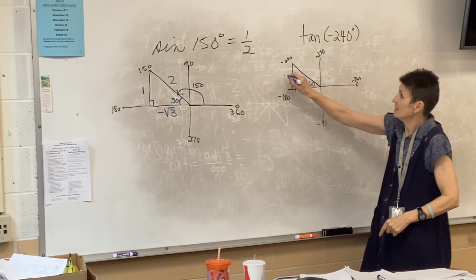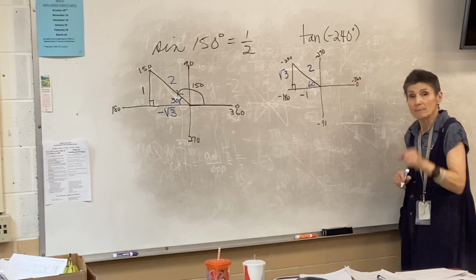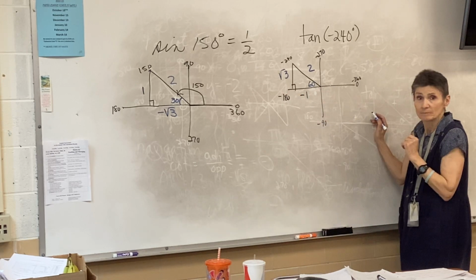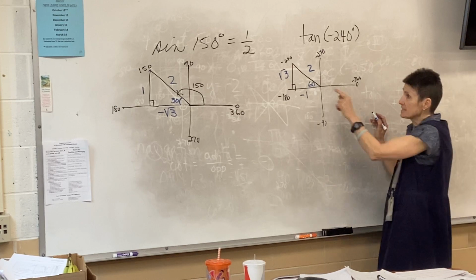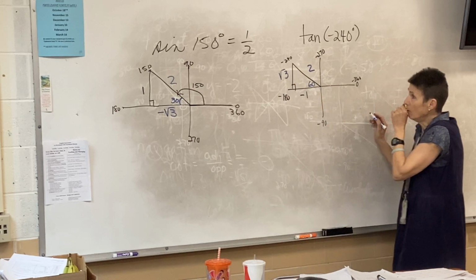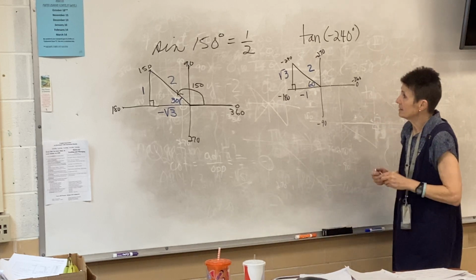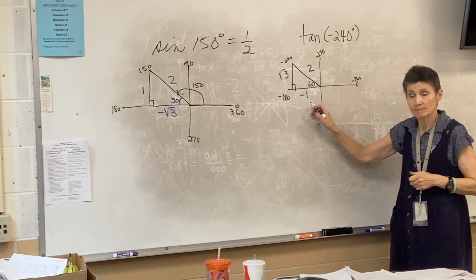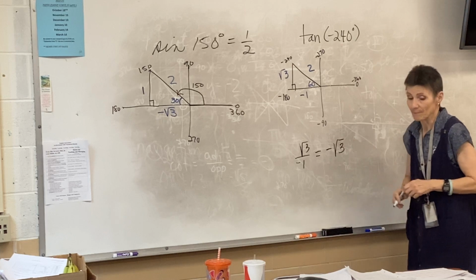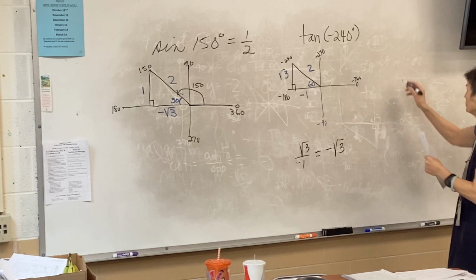And if that's a 60, this is a root 3, this is a 1, this is a 2, and that one's negative. Because if I am on the left side of the origin, I'm negative. 60 across from root 3, 30 across from 1. Now I want tangent. What's tangent? By definition, tangent is opposite over adjacent. So root 3 over negative 1, that is negative root 3. And that is the exact tangent of negative 240.